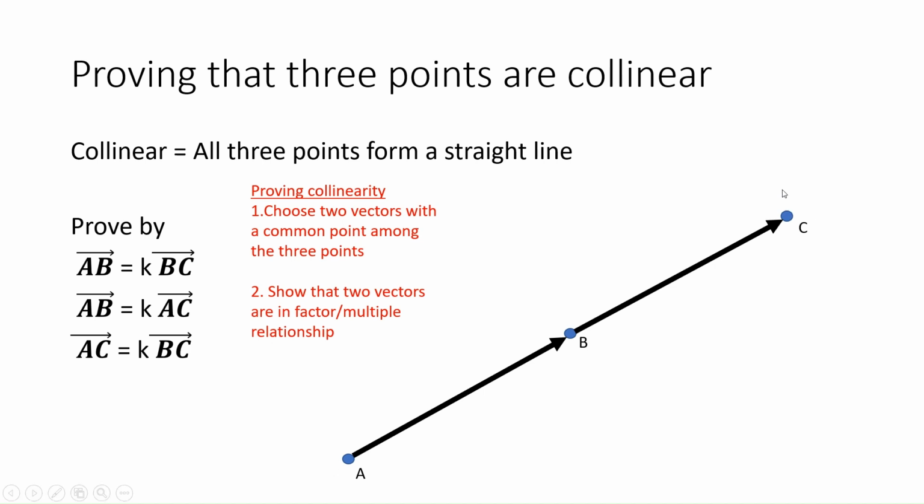Alternatively, I can also use A as the common point. If I use A as the common point, then I can use vector AB and vector AC. Again, k can be any number as long as I can prove it, so they are in a vector multiple relationship. Or I can choose C. So if I choose C, then you'll be using AC and BC.